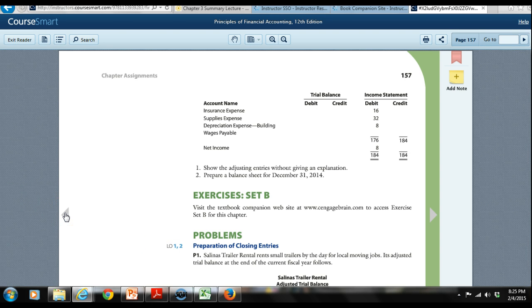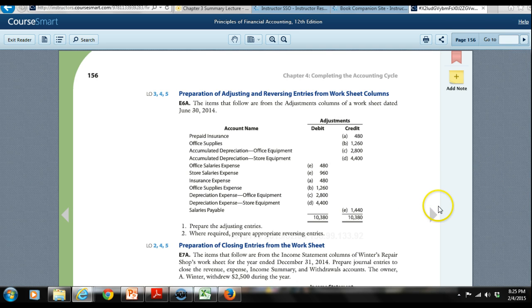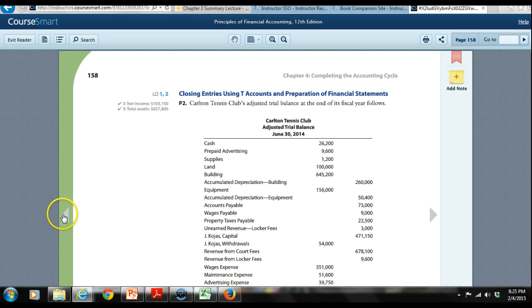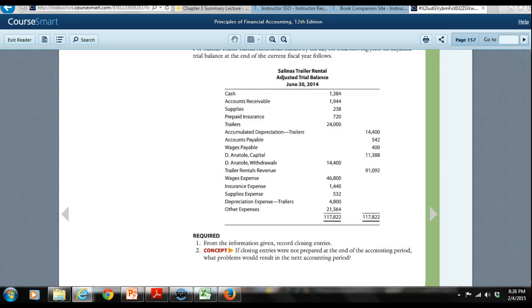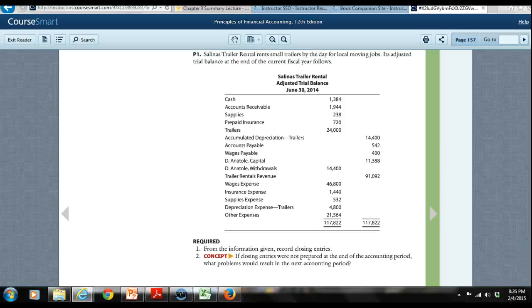So let's look here at problem 1. You should be able to get that on your worksheet, work papers. Selena's Trailer Rental rents small trailers by the day for local moving jobs. Its adjusted trial balance at the end of the current fiscal period is shown here. So basically, we see the adjusted trial balance.